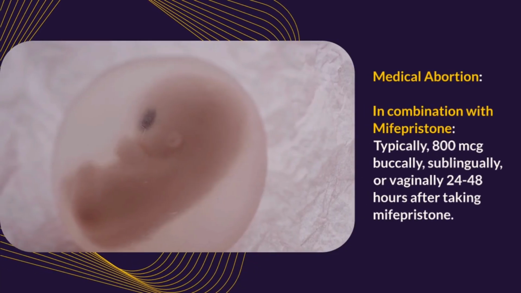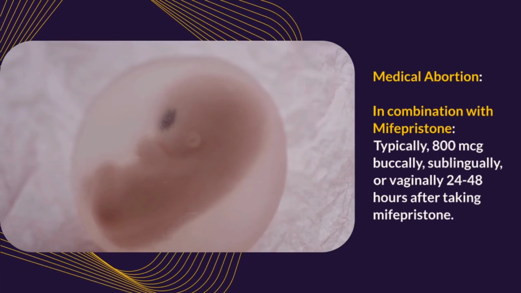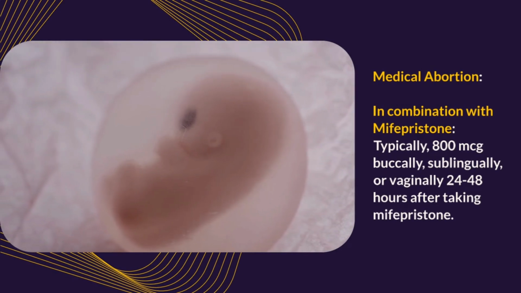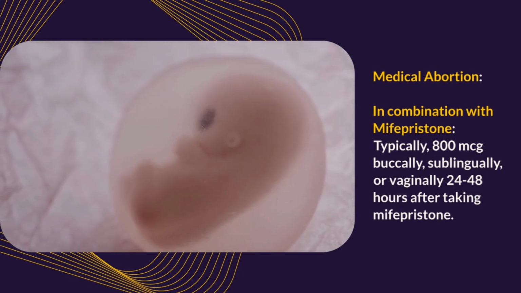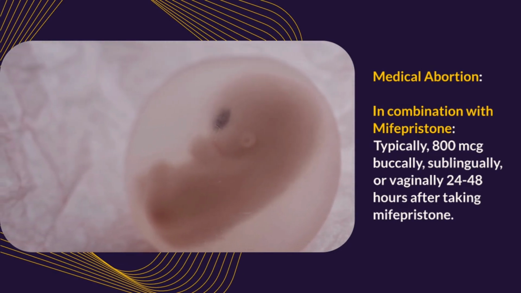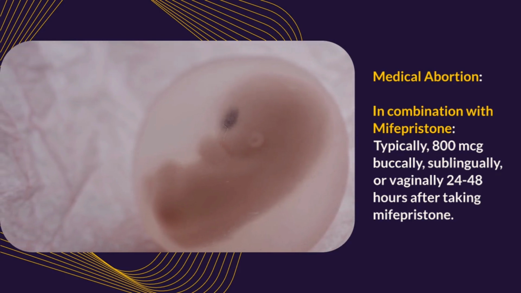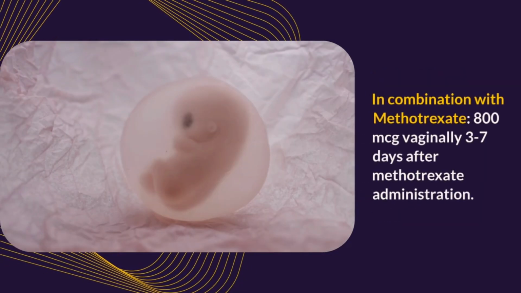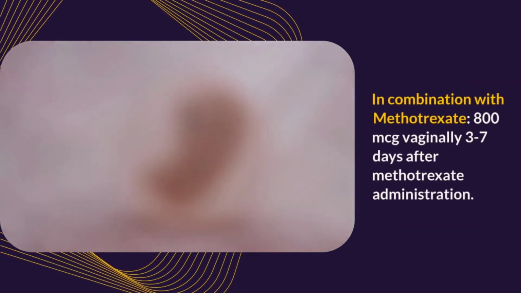For medical abortion in combination with mifepristone, the dose is typically 800 micrograms buccally, sublingually, or vaginally 24 to 48 hours after taking mifepristone. In combination with methotrexate, the dose is 800 micrograms vaginally 3 to 7 days after methotrexate administration.